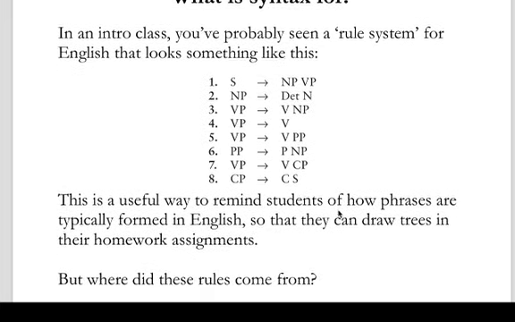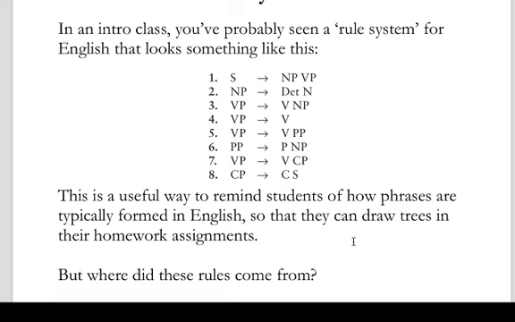And it's definitely a useful way to remind students of how phrases are typically formed in English so that they can draw trees in their homework assignments. You want to basically follow these phrase structure rules that you've been given and show us how the sentence, the quick brown dog jumped over the lazy fox, can be diagrammed as a tree structure so that you can get 100% on your homework. But of course, this is not meant primarily within linguistics to be a teaching exercise. This is meant to reflect the subject's knowledge of how their native language works.